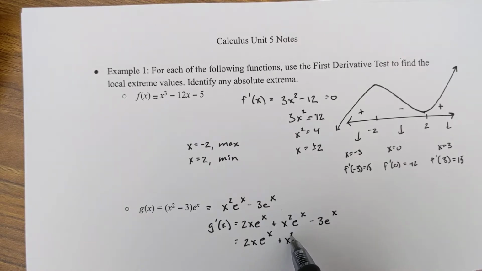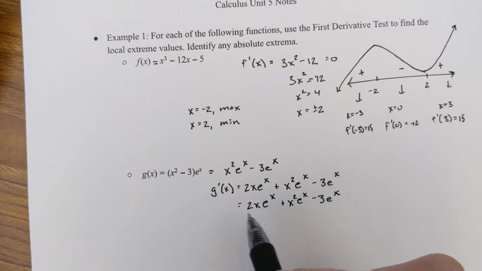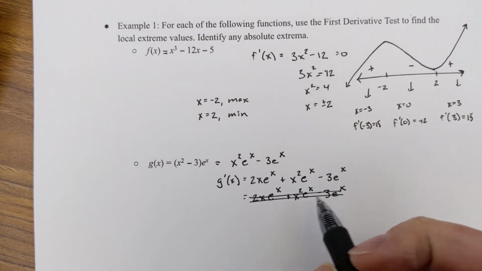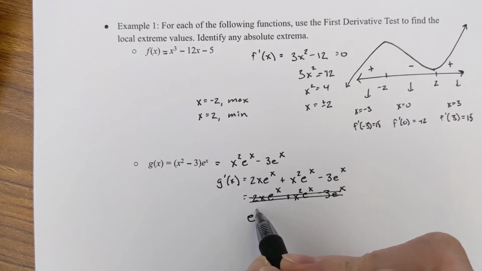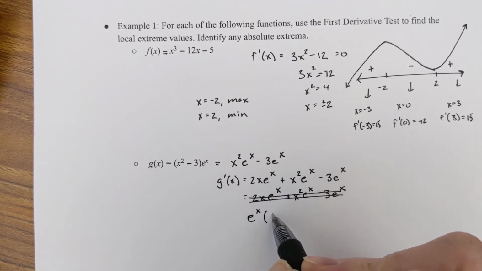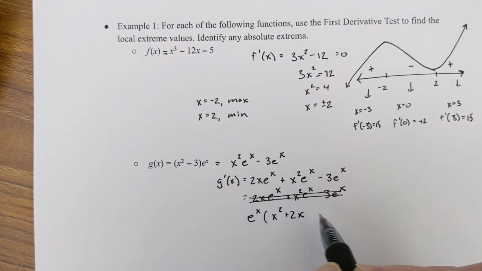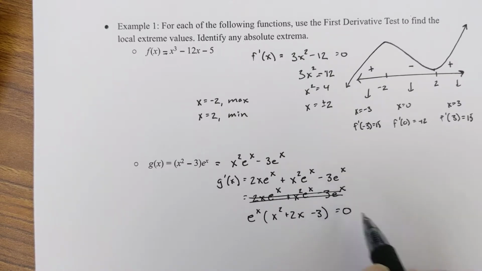plus, oh, I don't know why I'm rewriting this. I thought I had some like terms, but I don't. So anyway, what I can do though is factor e to the x out of all these terms. So that leaves me, I'm going to reorder this, x squared plus 2x minus 3, and set that equal to 0.